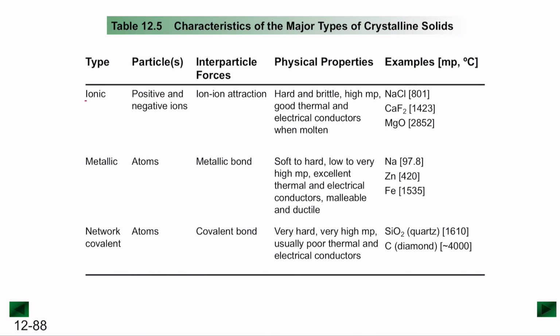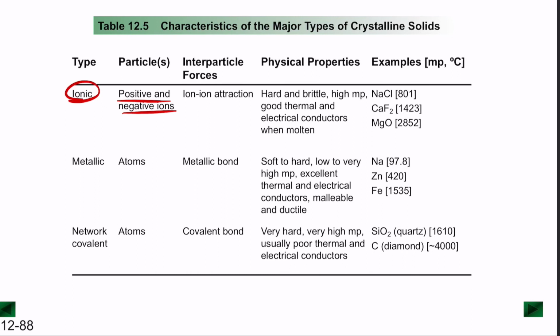Ionic solids are generally due to the particles that are present being positive and negative ions. The interparticle force is ion-ion attraction. Ionic solids are generally hard and brittle. They have a really high melting point, and they are really good thermal and electrical conductors when you melt them. Under normal conditions, they are not good conductors, but when you dissolve them in a liquid or when you melt them, they are really good thermal and electrical conductors. Examples are NaCl, calcium fluoride, and magnesium oxide.